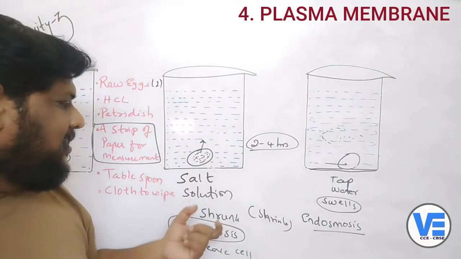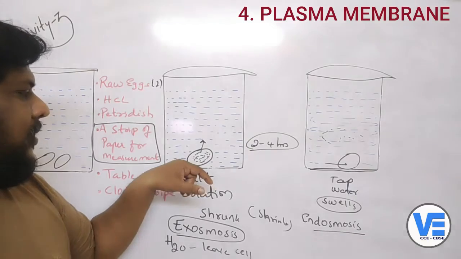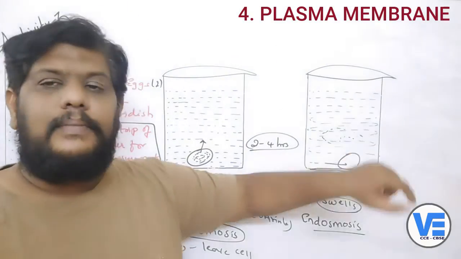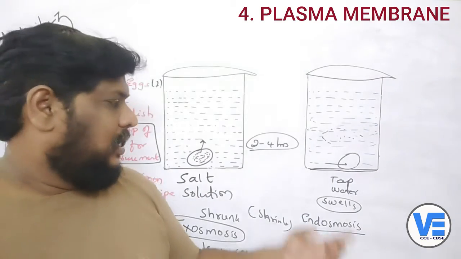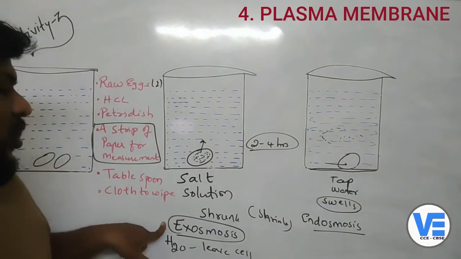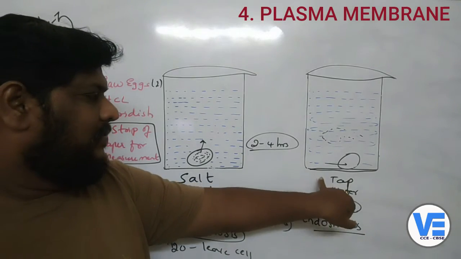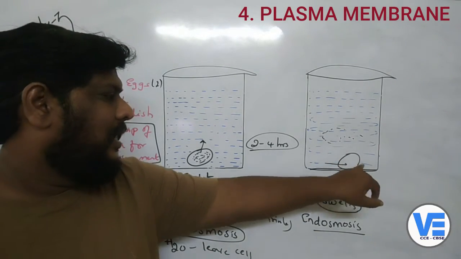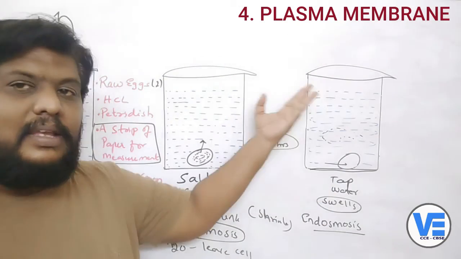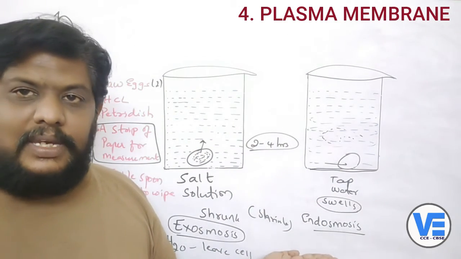So what is the difference here? Here the water came out of the membrane. Here the water entered into the membrane. When the water molecules leave the cell, we call it exosmosis, and if the water molecules enter into the egg, we call it endosmosis. Okay, so this is one of the very important activities.